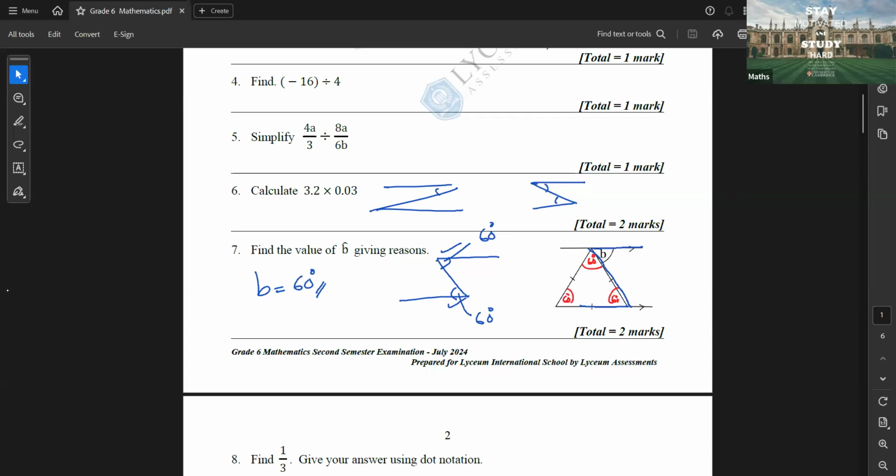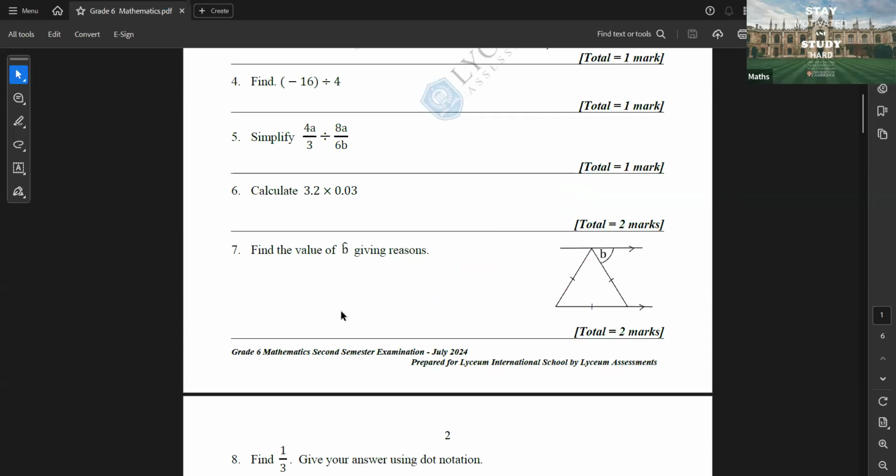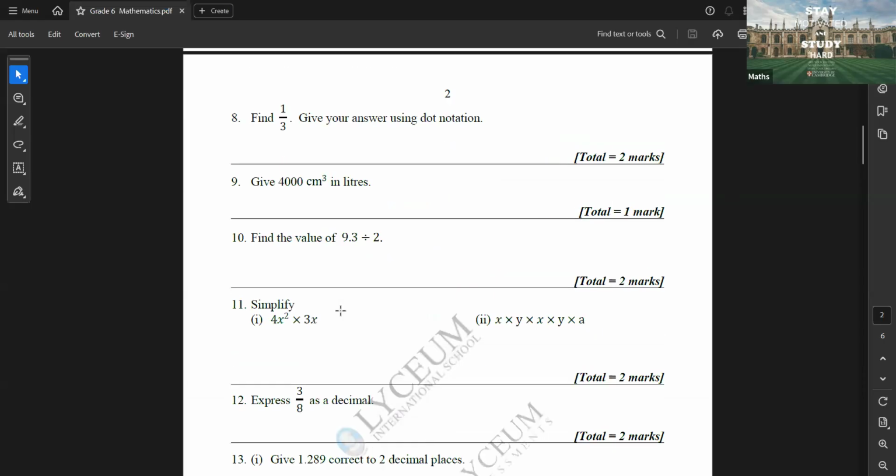Question number 8. Give your answer using dot notation. So this fraction you have to convert to a decimal number. You can write it as 1 divided by 3. Is 1 there in 3? No. We put a 0, a decimal point, and take a 0. For 10, 3 times you can go, for 3.